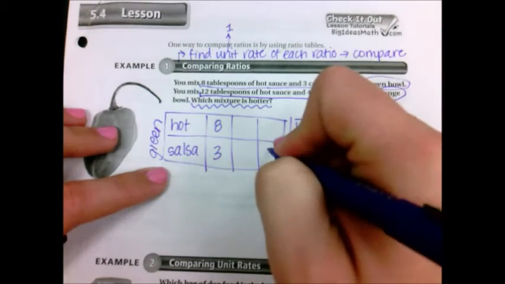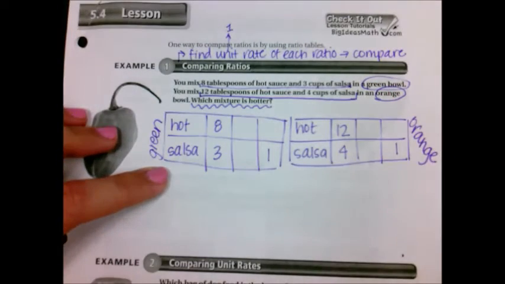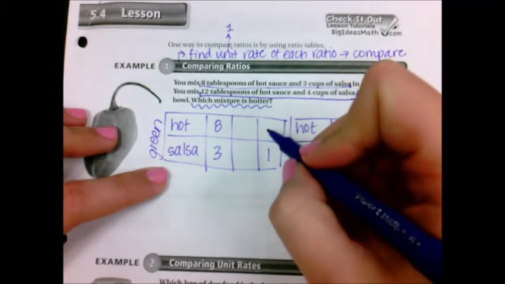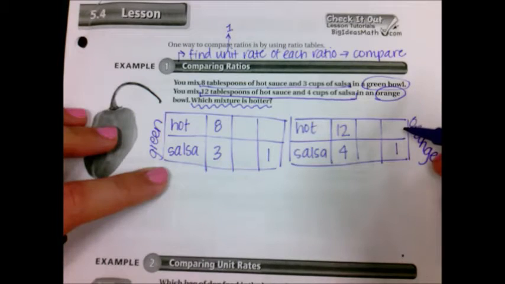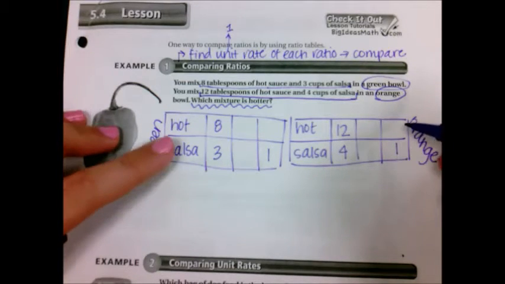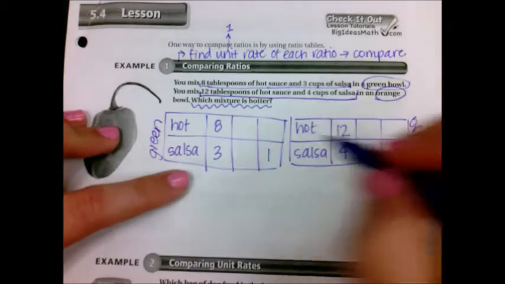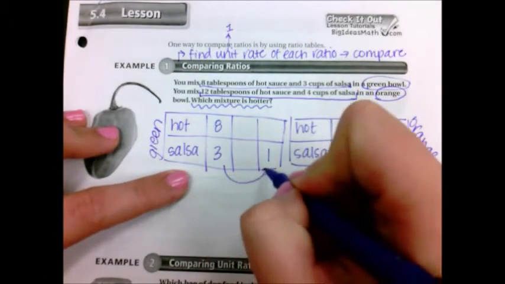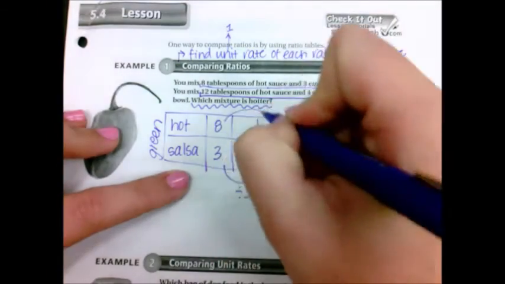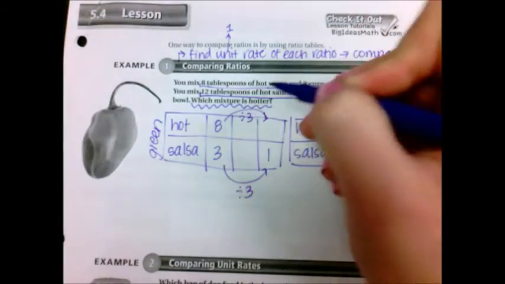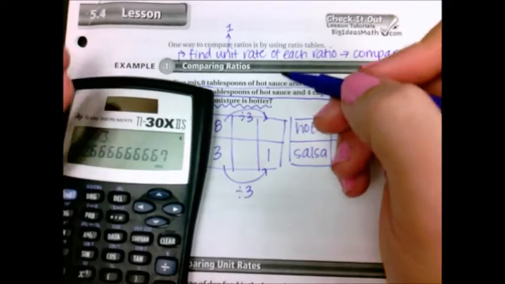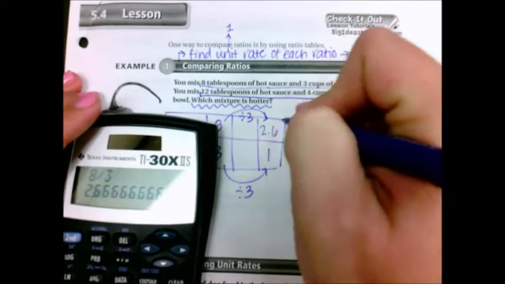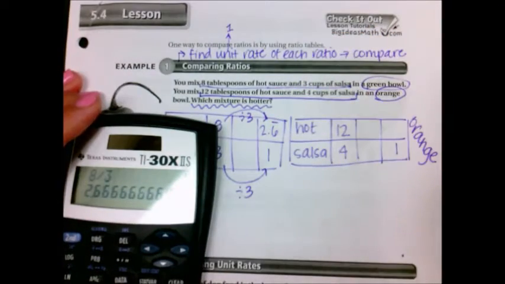I want to get these down to a unit ratio. So I want to know how much hot sauce is in 1 cup of the green bowl's salsa and how much hot sauce is in 1 cup of the orange bowl's salsa, and then I'll be able to tell which one is hotter. So here I can divide by 3. When I go to do 8 divided by 3, students can use their calculator. 2.6, and that 6 is repeating, so we put a bar over it.